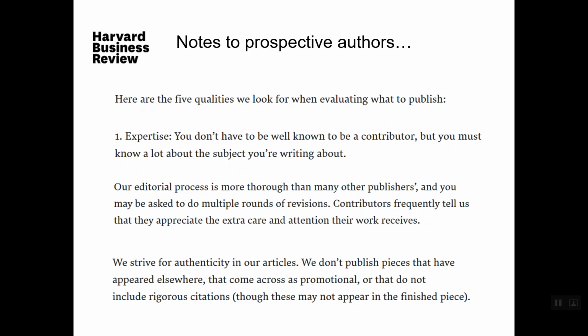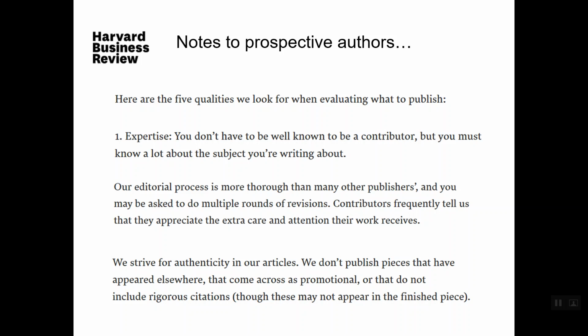Also, HBR's editorial process is more thorough than many other publishers, and you may be asked to do multiple rounds of revisions. Contributors frequently tell us that they appreciate the extra care and attention to their work. At HBR, they strive for authenticity. They don't publish pieces that have appeared elsewhere or that come across as promotional, or that do not include rigorous citations, though these may not appear in the finished piece.